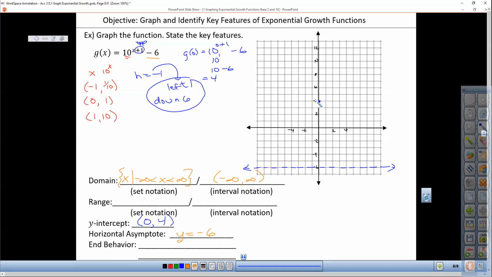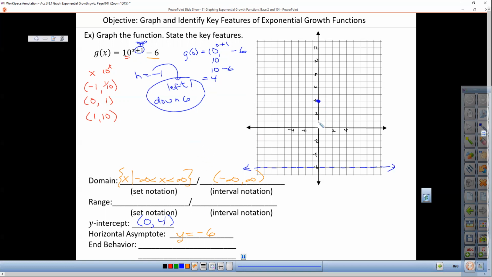Now this makes sense. And the reason I caught my mistake is because I knew my y-intercept was supposed to be 0, 4, but I was getting a y value of 4 over here, which does not make sense. So I was like, what is wrong? And that's what was wrong. Wrong direction on my translation there. So there's 0, 4, my y-intercept, which corresponds to my earlier math.